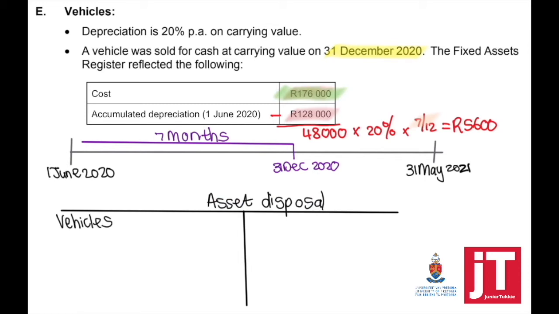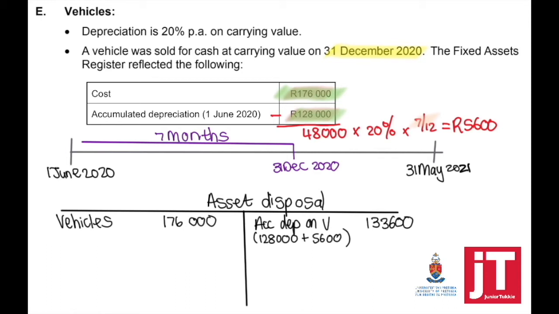If I open up the asset disposal account, again, this is just to revise it. Step number 1, we always take out the cost. So the cost was 176,000. Step number 2, we've done already. We've updated our depreciation. Step number 3, take out the total accumulated depreciation, to the asset disposal account. So it will be the balance in the beginning, 128,000 plus the updated depreciation.